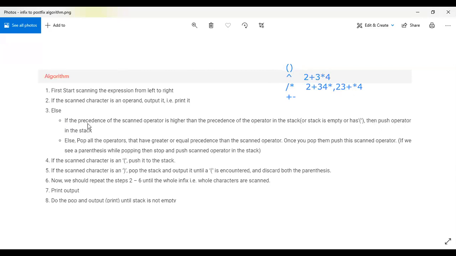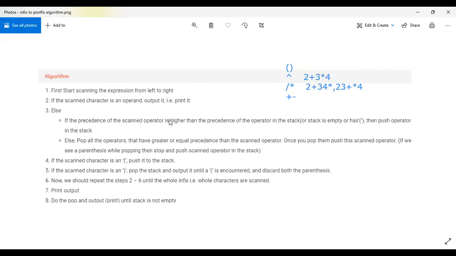So you can see the third step. If the scanned character in the expression is an operator, operand means what? 2. Operator means what? Plus. So for example, take this expression 2 plus 3 star 4. First I scanned 2, so I will print 2. Next I scanned plus. So what will I do? I will push it onto the stack.